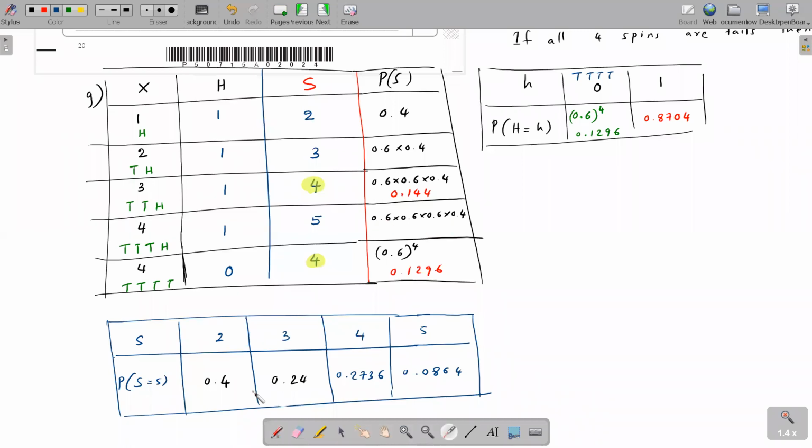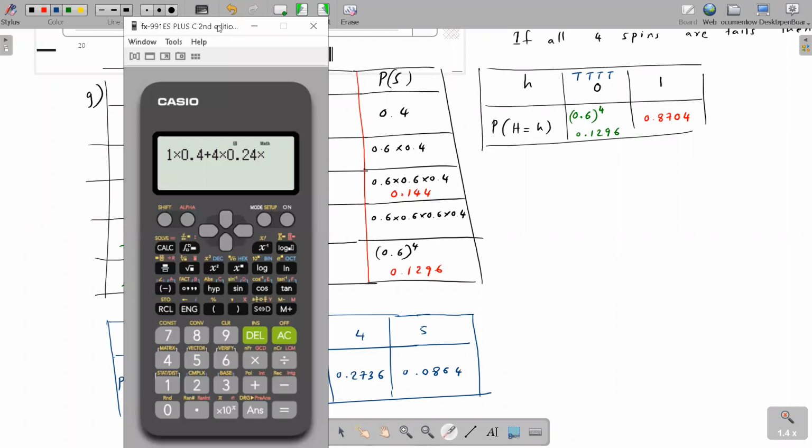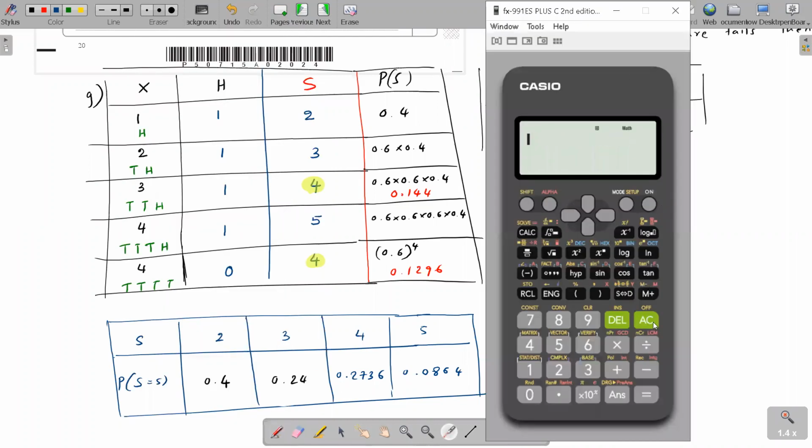Now, since we found all the probabilities individually, you could add everything and see whether it becomes 1. If it becomes 1, then you know you have done this perfectly correctly. But if it doesn't become 1, then there is something wrong. It becomes 1. So you can see here it becomes 1.